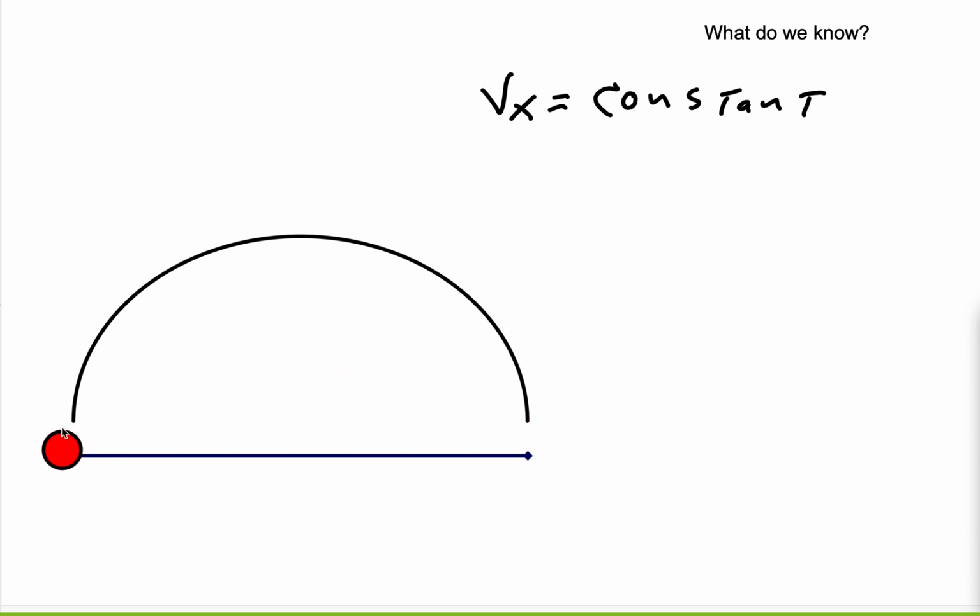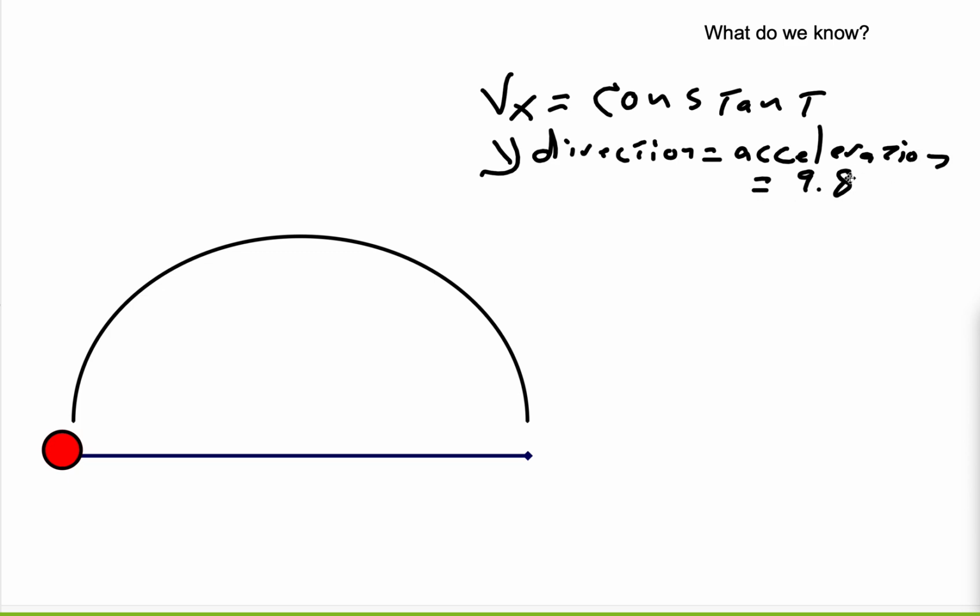All right? So in the x direction, the velocity is constant. In the y direction, okay, acceleration is going to equal 9.8 meters per second per second. And it'll equal negative 9.8 on the way up, positive 9.8 on the way down, right?